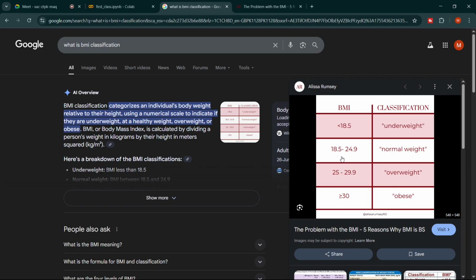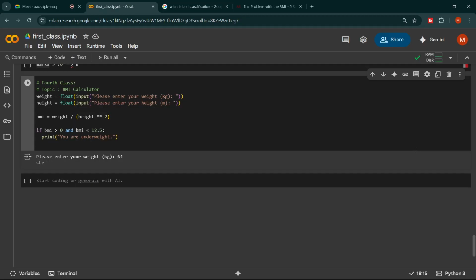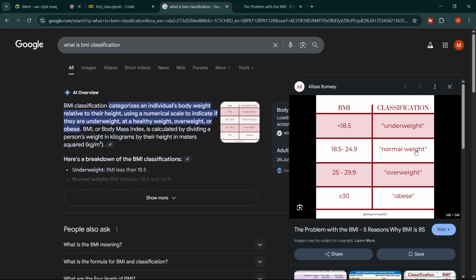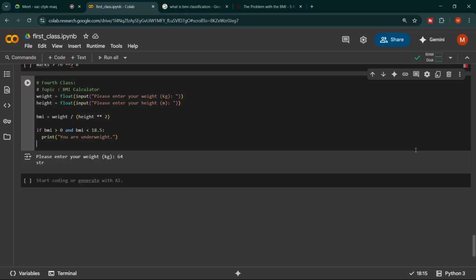If BMI is in range from 18.5 to 24.9, so the user's weight is normal weight. The user has normal weight. So now we have to cater this condition. And in yesterday's class, we discussed this thing as well, that if we have more than two conditions, right now like we have around four conditions, what we will do, we will only cater the first condition with the help of if statement, and the last condition with the help of else statement.